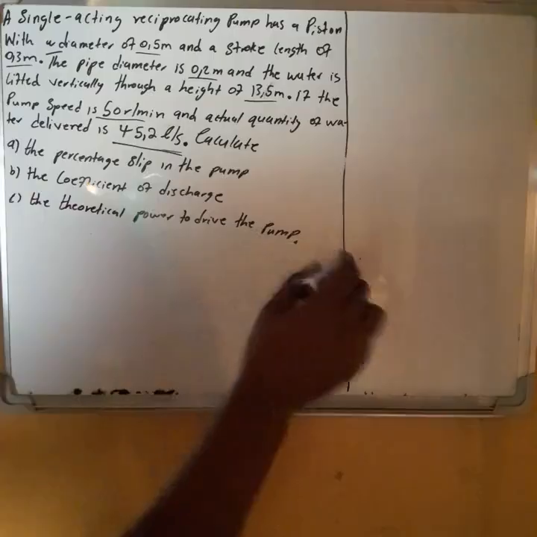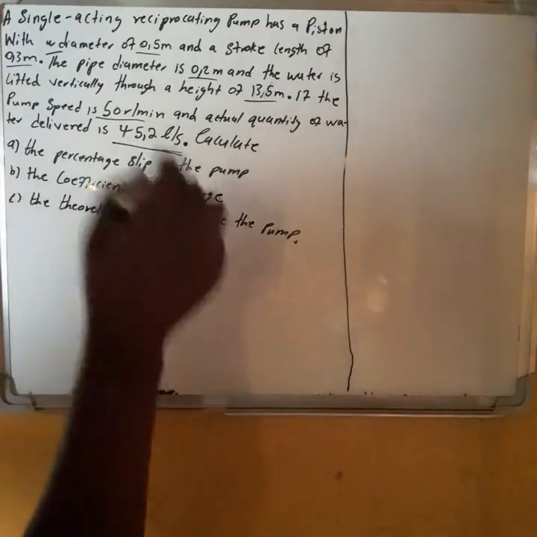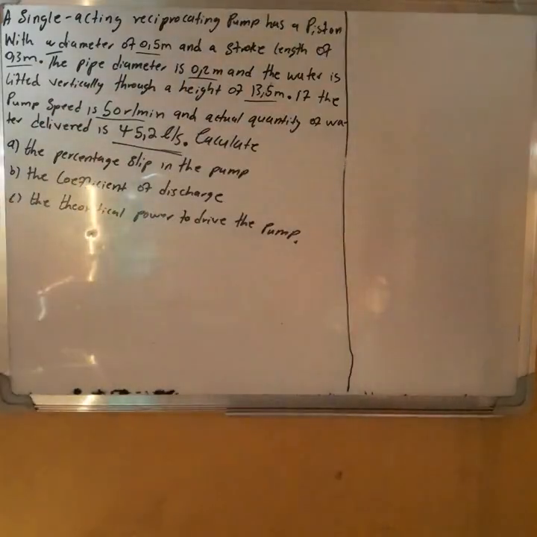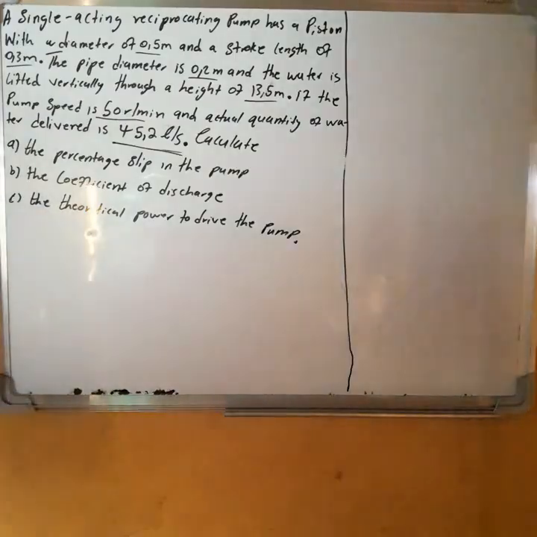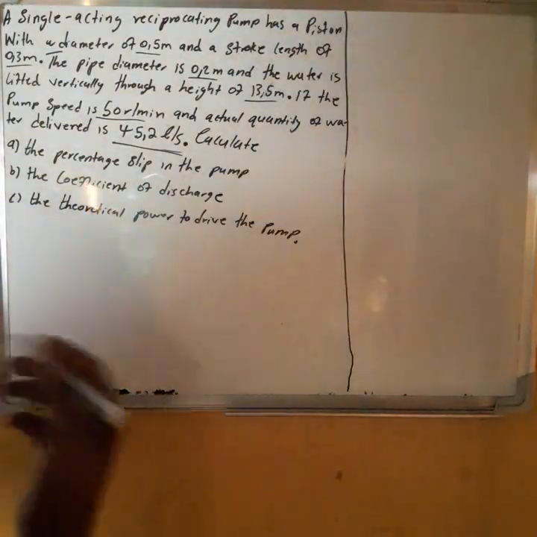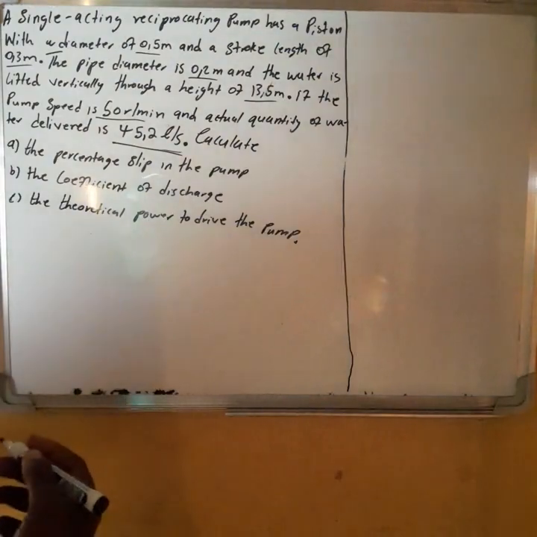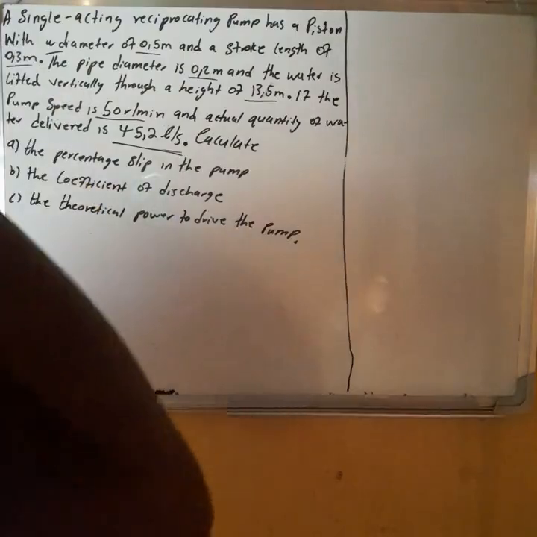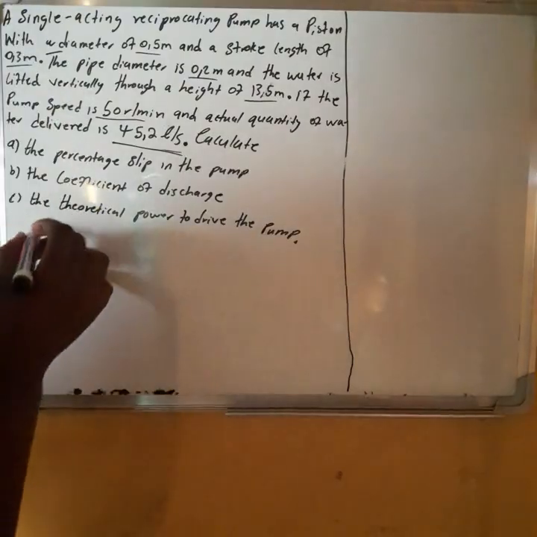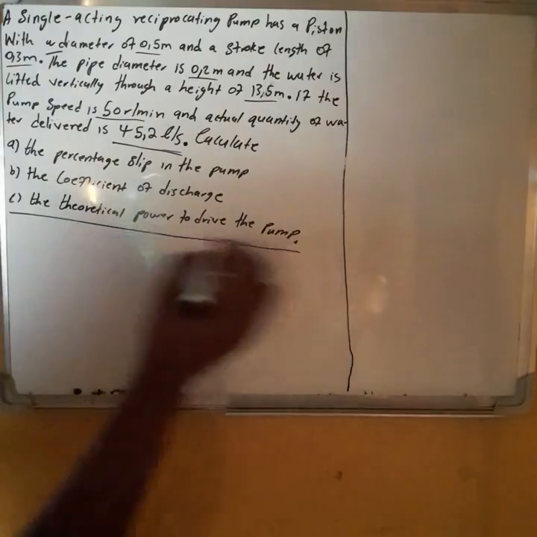B, the coefficient of discharge. C, the theoretical power to drive the pump. Okay, we are given our values. Question 1 wants the percentage slip.